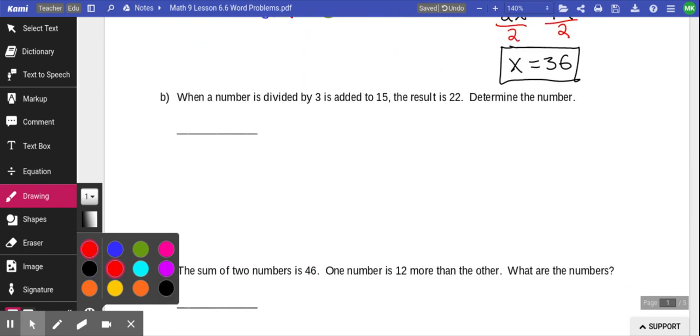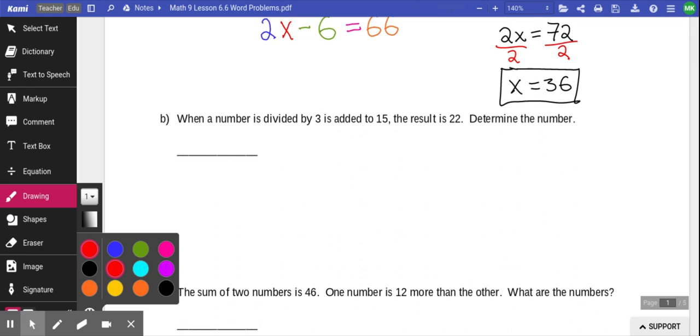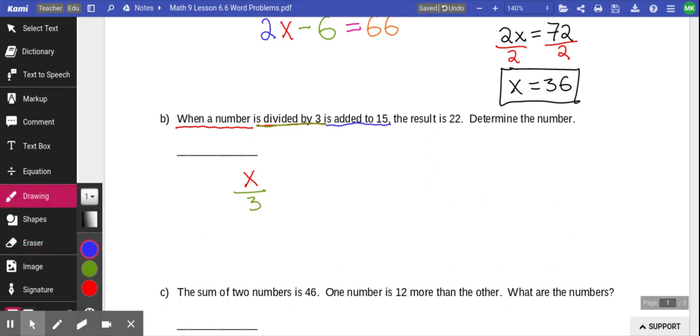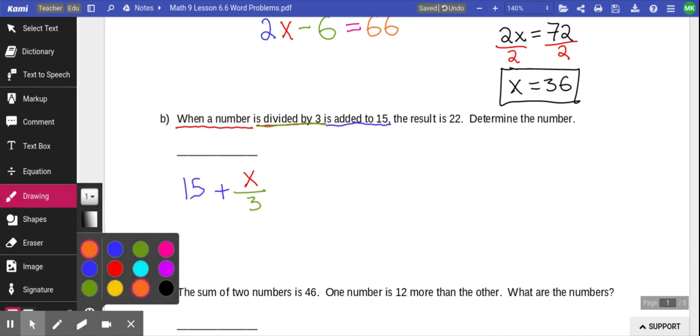So we look at B. My plan, read it once, read it twice, and then work it out as I'm reading it the second time. When a number divided by 3 is added to 15, the result is 22. Determine the number. Okay, let's start this. When a number, we don't know what the number is, so we have x, is divided by 3. So we now have x divided by 3, like that. When a number is divided by 3, is added to 15, so technically I should probably put the plus sign here, added to 15. The result means equals 22.